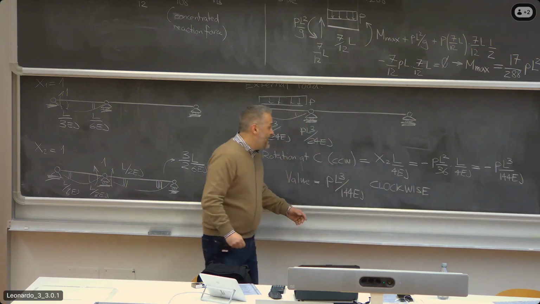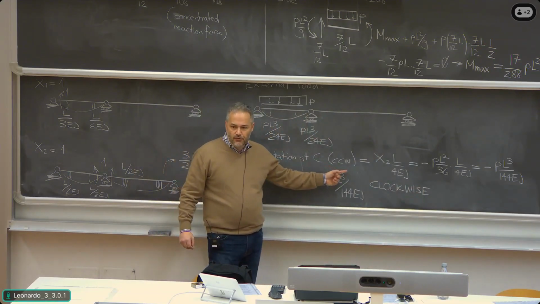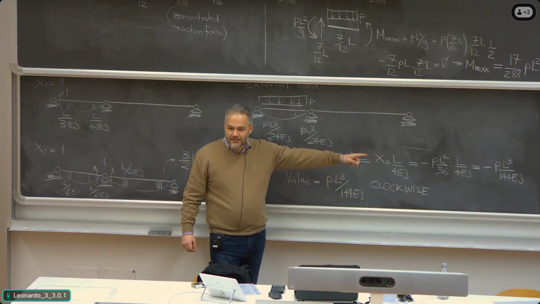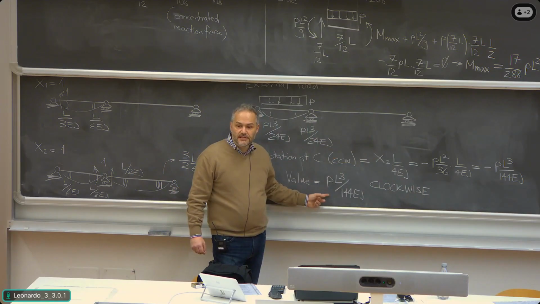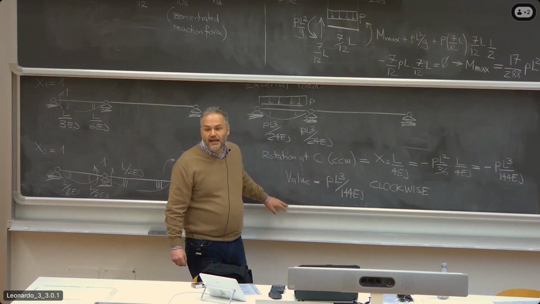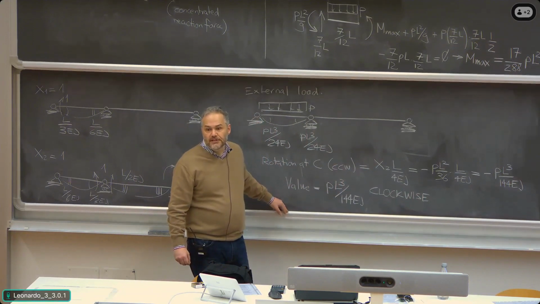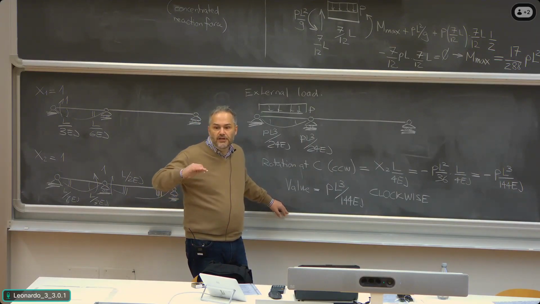Again, I calculate the rotation assuming it is counterclockwise, and I get a negative value. So this means the value is this, and the direction of the sign is clockwise. It's more or less like with forces. You assume a sign upwards, downwards. Depending on the sign, you either keep the direction as you assumed it, or you change it. Okay?